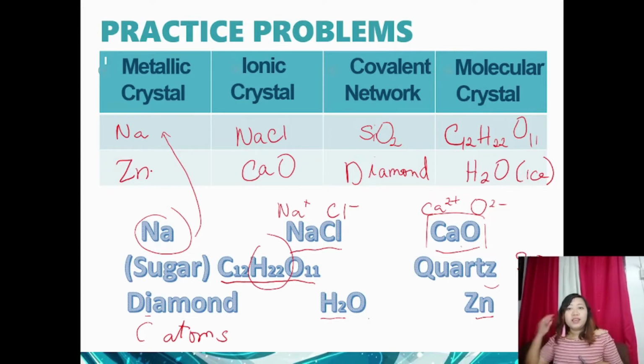Okay, so I hope you understand the topic. The clue is just to take a look at the components of the compound so you can determine whether it is a metallic, ionic, covalent network, or molecular crystal.